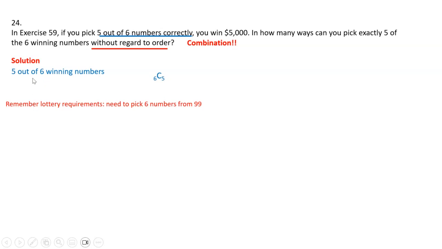But remember, in the lottery, you have to pick 6 numbers out of 99, but we only picked 5 here, which means we need 1 more to give us a 6, and we need 93 more to give us a 99. So it's going to be times 93 combination 1. We multiply these out: 6 combination 5 gives us 6, and 93 combination 1 gives us 93. We multiply those, and it's going to give us 558.